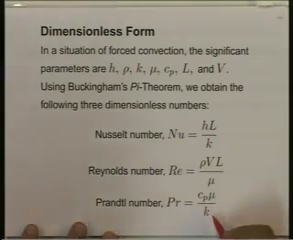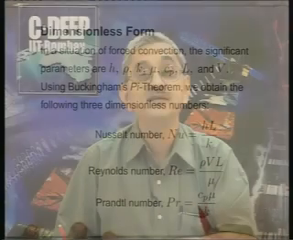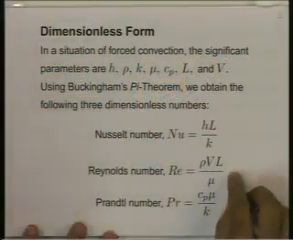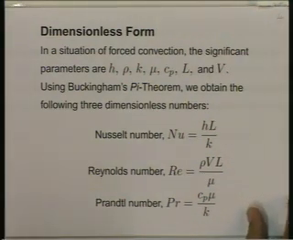And it is interesting to note that the Prandtl number Cp mu by k is a function only of the properties of the fluid, specific heat, dynamic viscosity, and thermal conductivity. We already know the significance of the Reynolds number from our fluid dynamics study. Let us look at the significance of the Nusselt number and the Prandtl number.